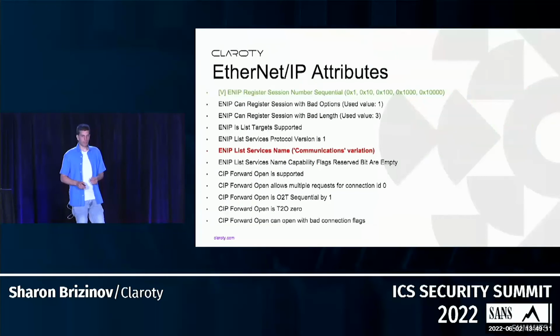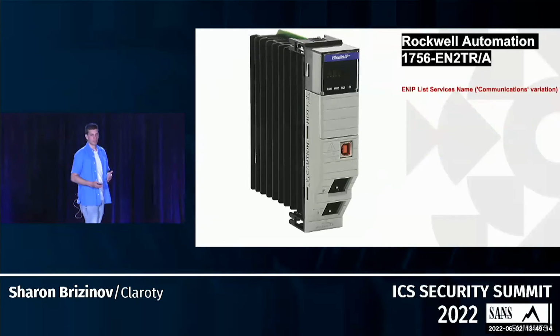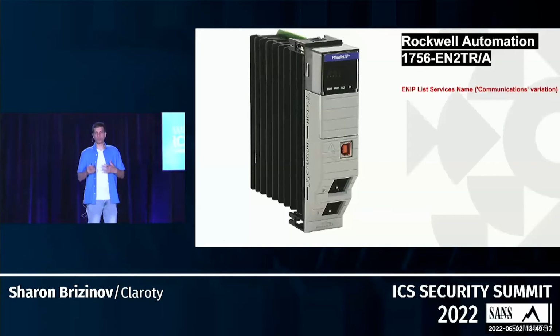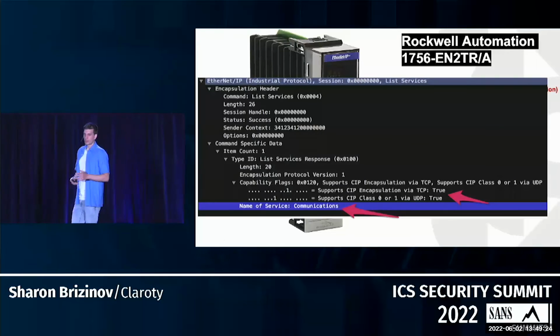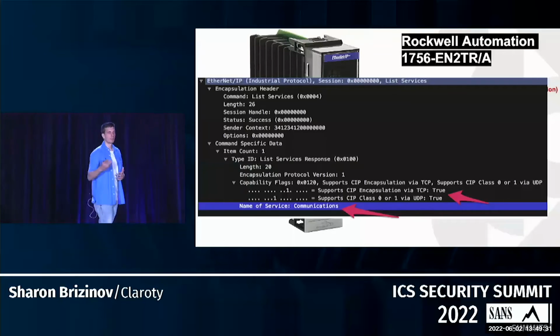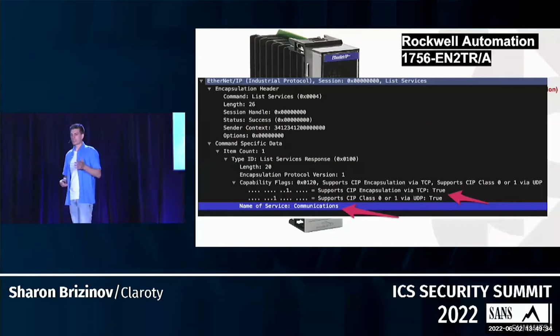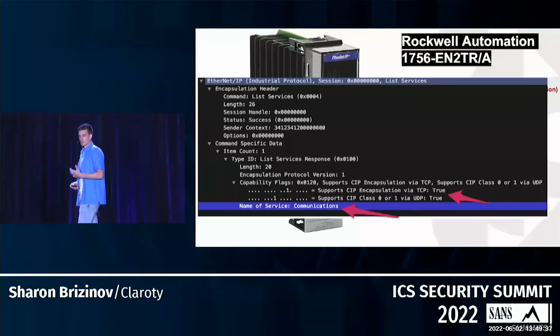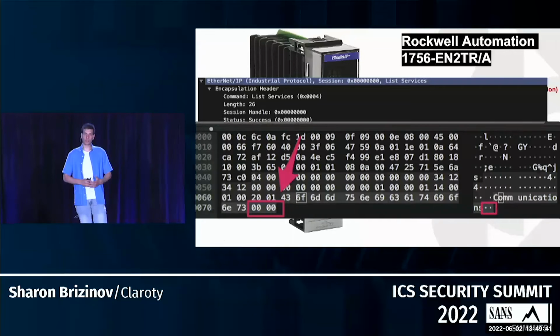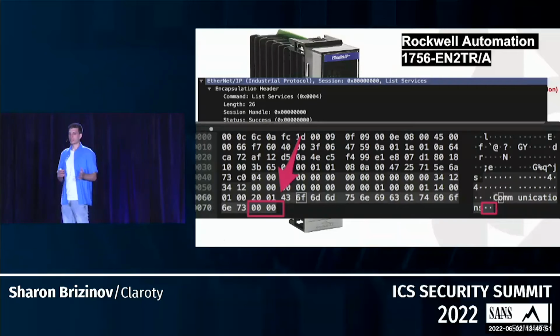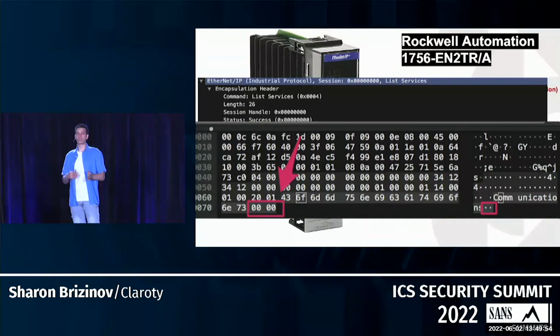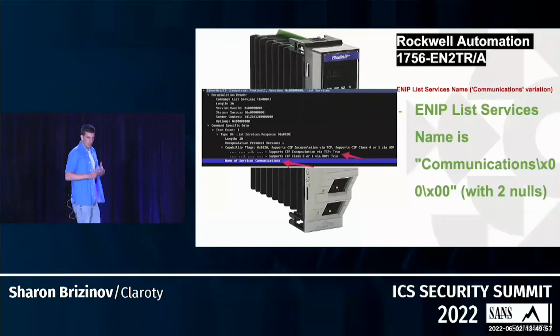Now, another example would be list services. So again, if we take the 1756 Rockwell module and we query the list services, this is another functionality of the Ethernet IP, we will be able to get the capabilities or the services that this specific function returns. For example, here we can see that the name of the service is Communications with a capital C. But as it turns out, some Ethernet IP protocol stack implementations return capital C, while others return non-capital C. Some return 1 null byte at the end, while the other ones return 2 null bytes, just like in this case. So I think you understand where this goes.